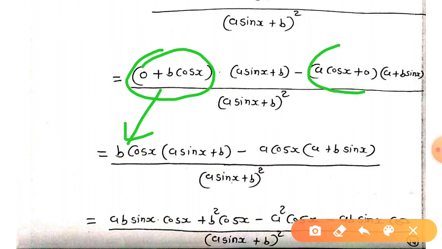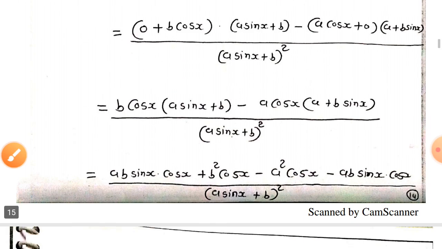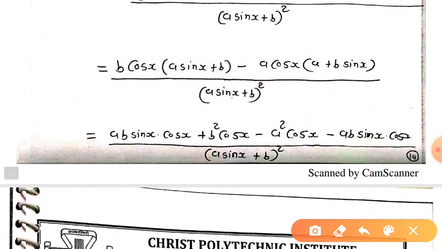Same to same, a cos x plus 0. What should be the differentiation? What should be the simplification? Is nothing but the a cos x. Okay, now use the simplification method. Use this simplification. What is the first?